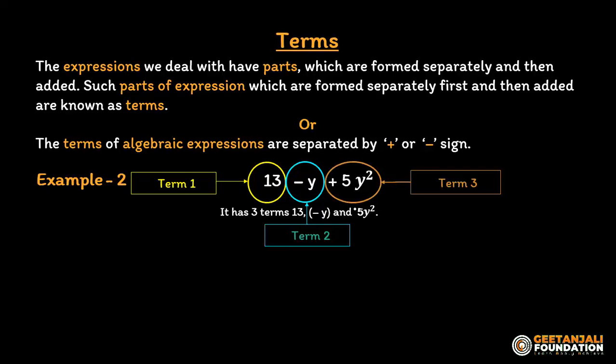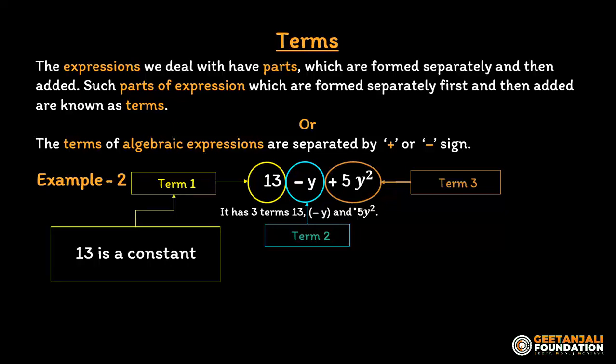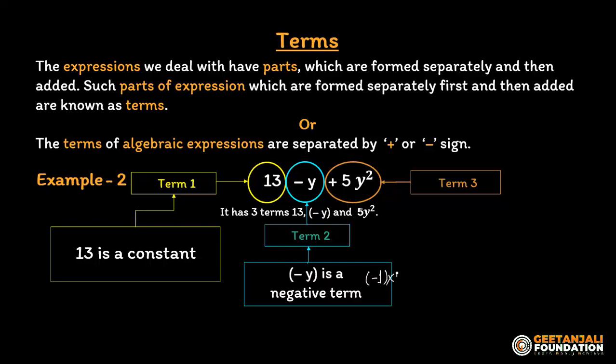Now let's talk about each term separately. The first term is 13. This is just a constant. It is not multiplied with anything. But if you see the next term, it is minus y. We can get minus y by multiplying minus 1 with y. So this term we have got by multiplying minus 1 with y.